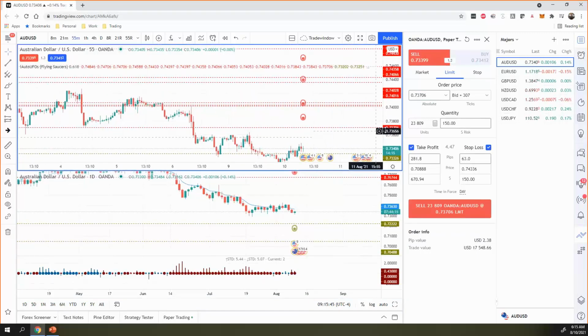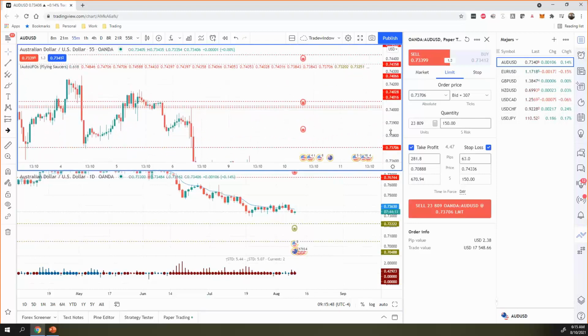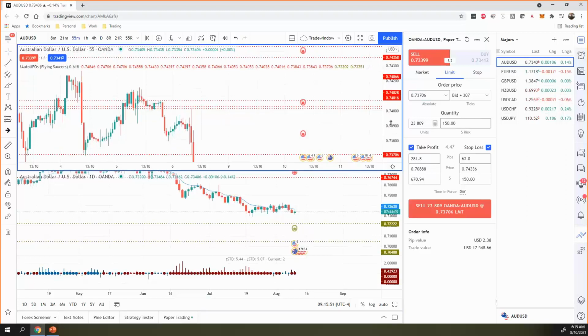In the meantime, I just want to take a look and see what exactly is going on here, because we have a couple of overlapping UFOs. I want to make sure that this trade is an actual trade.